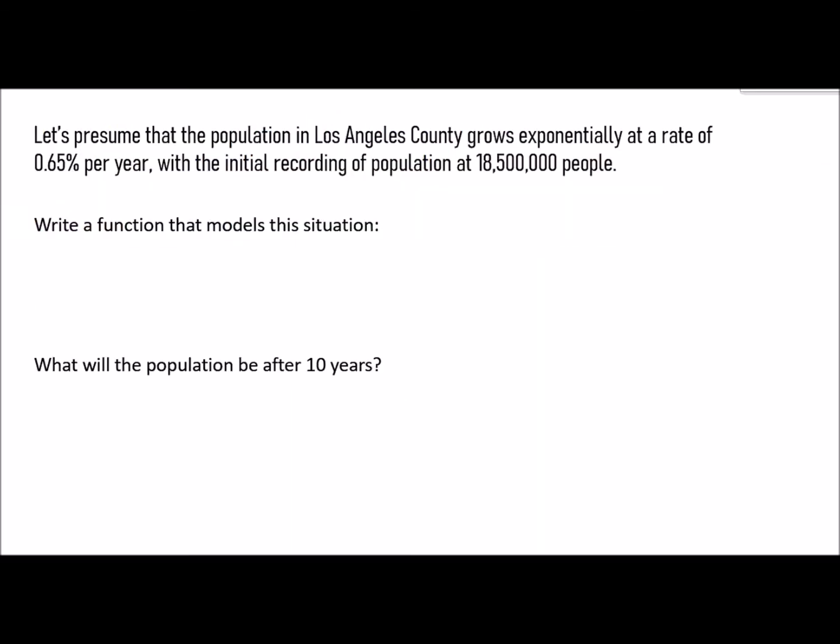Okay, this one. Let's presume the population in Los Angeles County grows, keyword, at a rate of, with initial starting population at 18,500,000 people. So we need to come up with an equation. Let's start with the fact that it's growth. So our equation is going to be 1 plus r this time. We need an initial amount, our A, that's the 18,500,000.